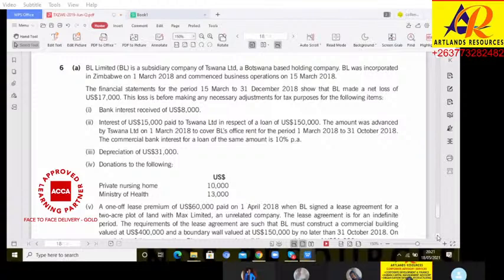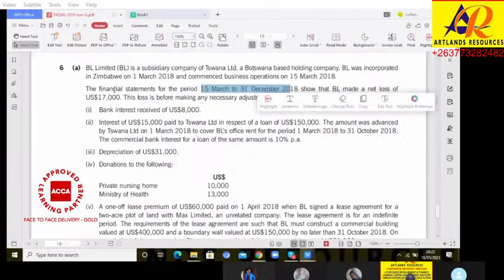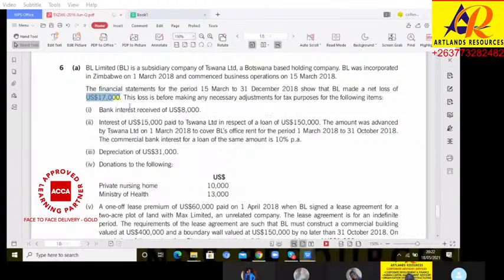Now, BL Limited is a subsidiary of Botswana Limited, a Botswana holding company. I am no longer going to answer this one because of time, but let me give you the hints as I read. BL was incorporated in Zimbabwe on 1 March 2018 and commenced business on 15 March. The financial statements for the period from 15 March to December show that BL made a loss. So you start with a net loss. Remember, you say loss for the period. That's what you start with. And they say this loss is before making any adjustments.